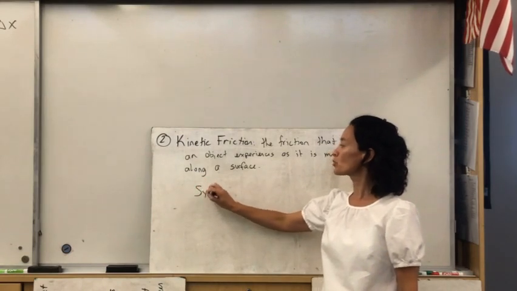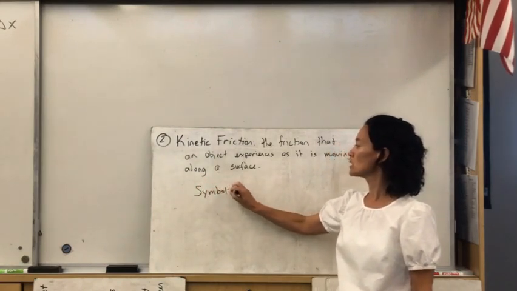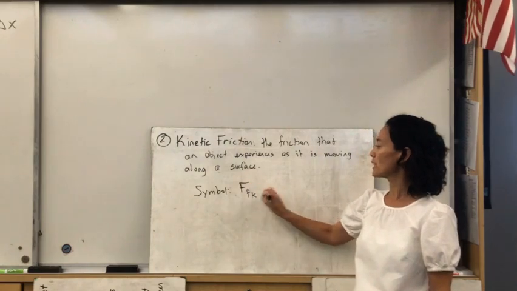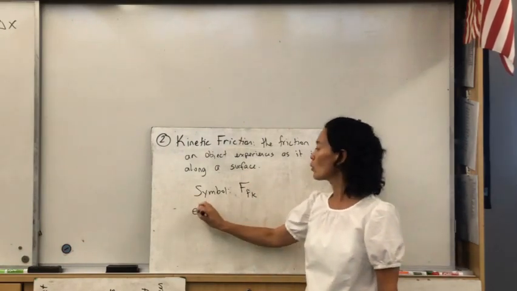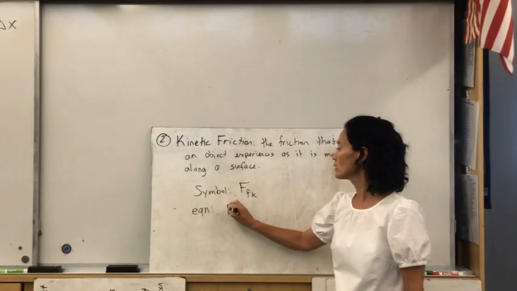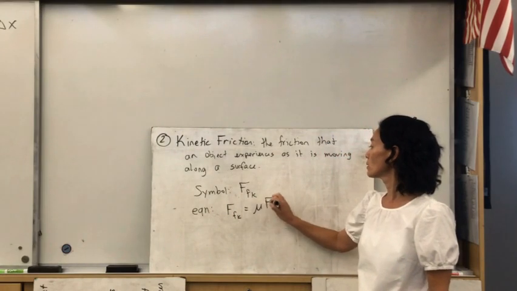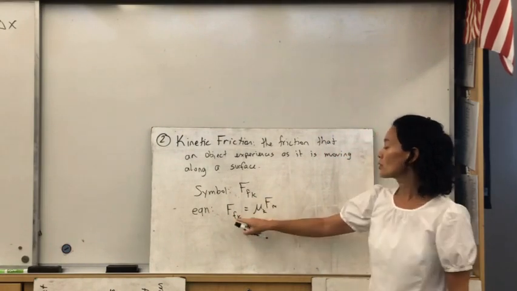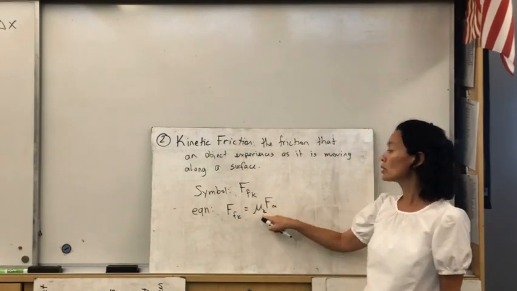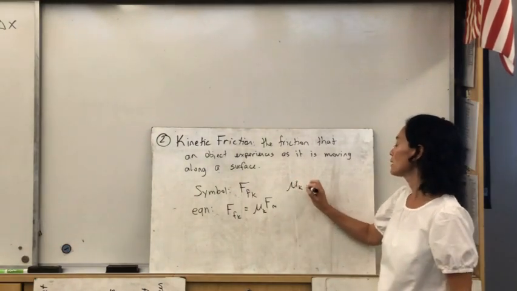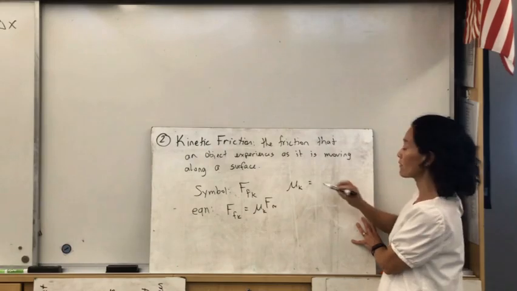Its symbol is pretty similar. It is going to be force of friction, but this is now kinetic. And then again, the equation is similar. This is just going to be an equal to, though. So the force of kinetic friction is equal to mu k times the normal force, where mu k is the coefficient of kinetic friction.